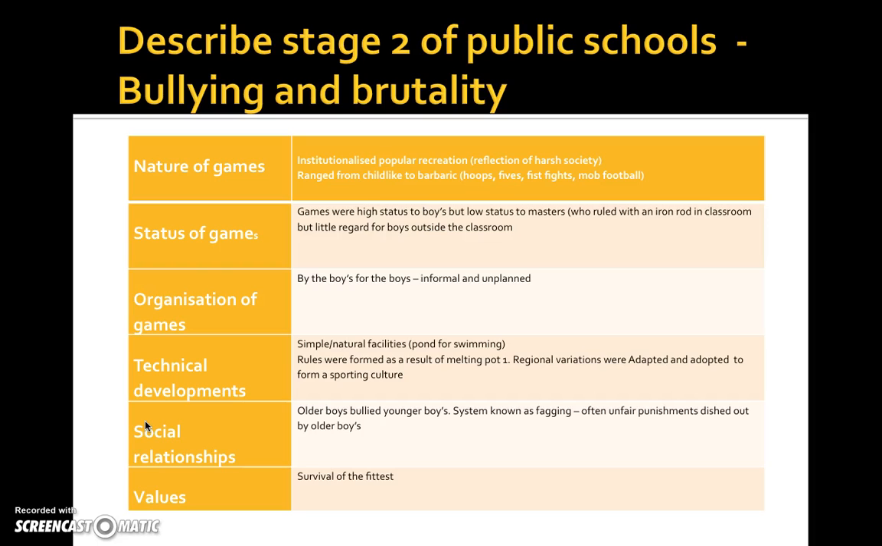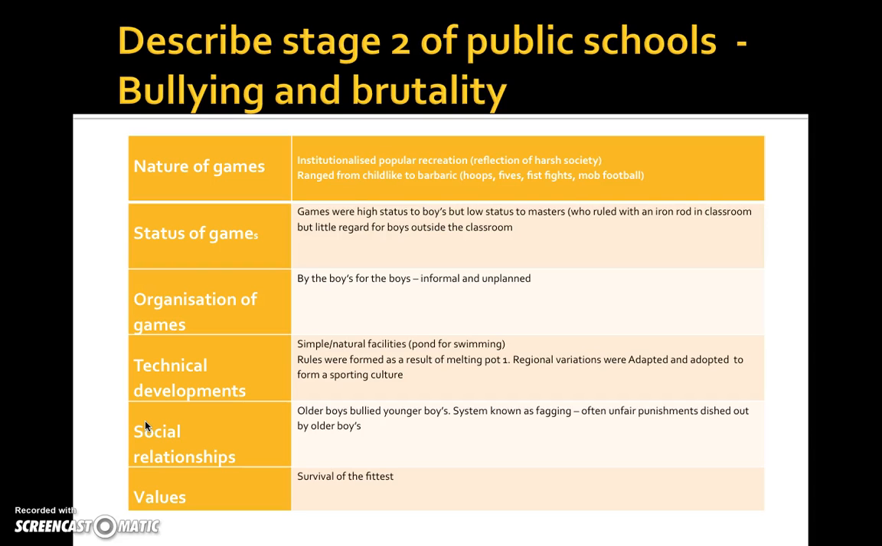So what happened was you'd have the older boys bullying the younger boys. This system was known as fagging, which referred to unfair punishments dished out. I'm sure you can think of your own translation for fagging, but what we're focused on is unfair punishments, and you can let your own mind run wild with that one.